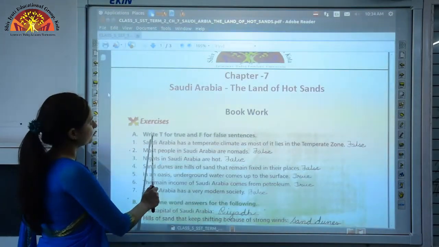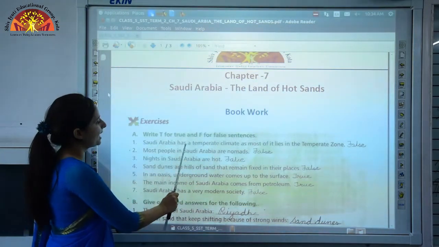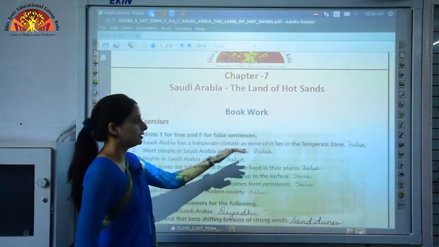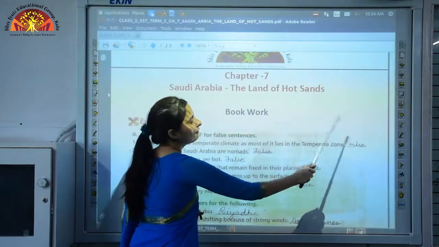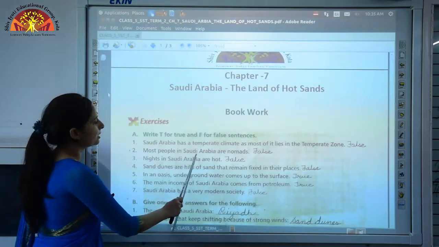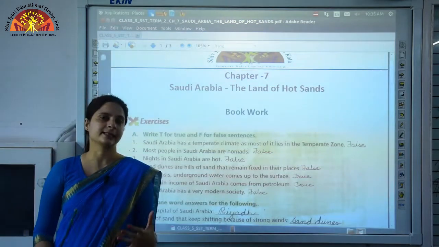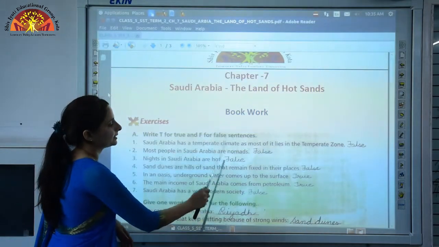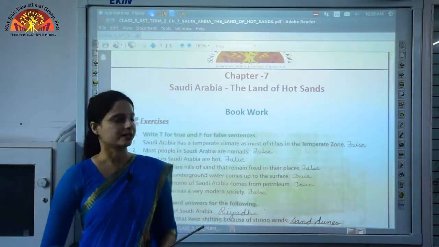Exercise question A: write T for true and F for false sentences. First: Saudi Arabia has a temperate climate as most of it lies in the temperate zone. We learned that the Tropic of Cancer passes through Saudi Arabia, so this statement is false. It does not have a temperate climate. Most people in Saudi Arabia are nomads. That is false, because now nomads have also started settling down at proper places. Nights in Saudi Arabia are hot. The statement is false, as the nights are very cool because the sand cools down faster.